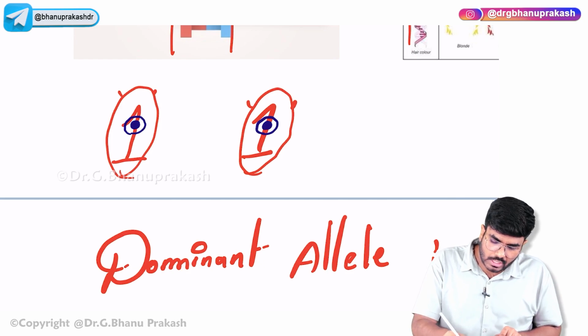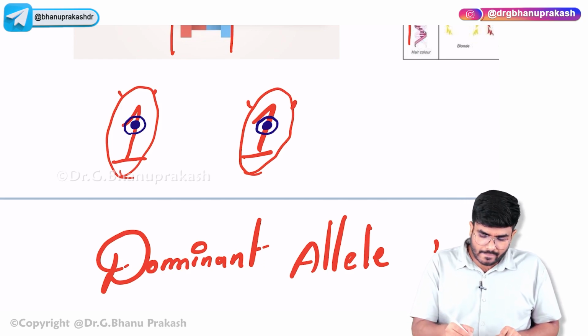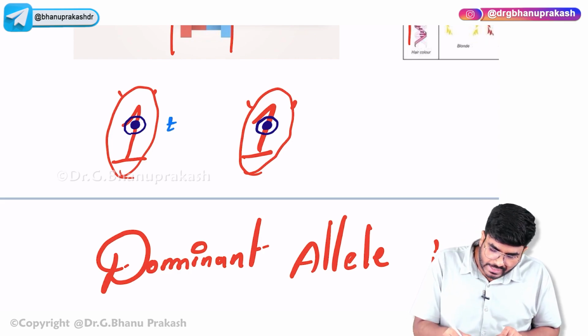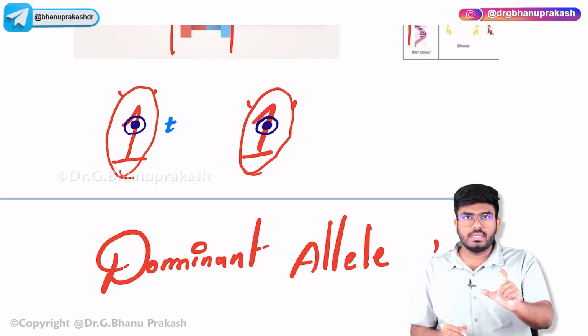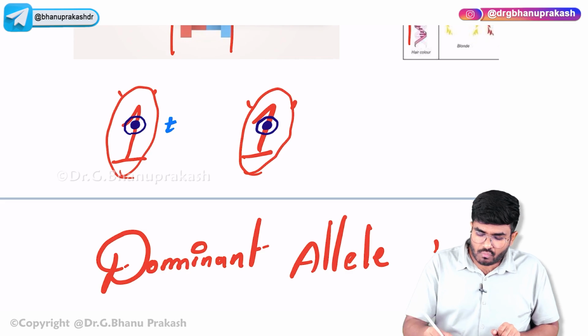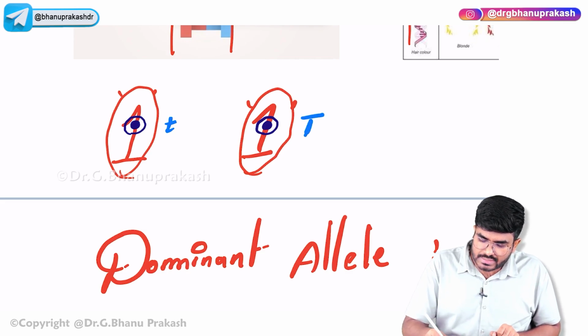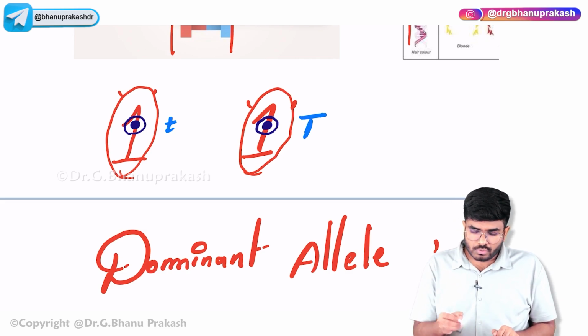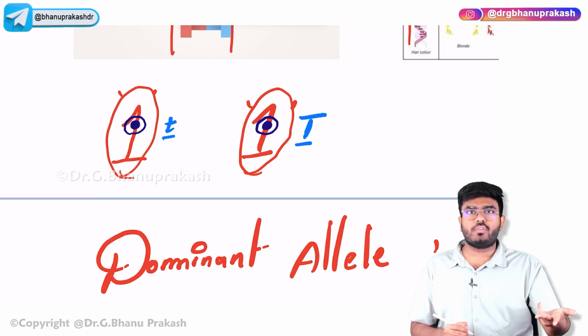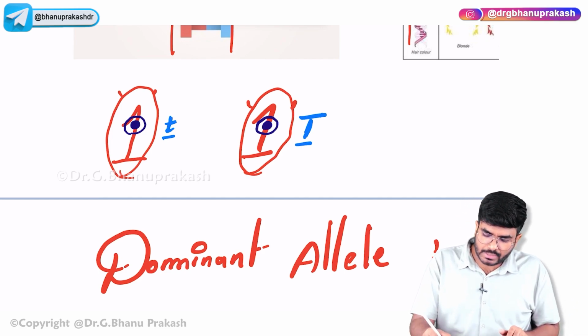Now, the mother is short and she has an allele, a gene coding for short height. I am representing it as small t. The father is tall, and he is giving an allele, capital T. What are these two? These are the two alternate forms of the gene. Small t, capital T.